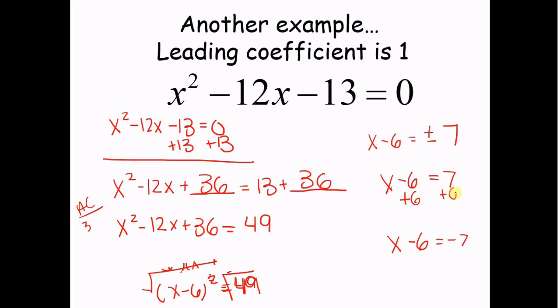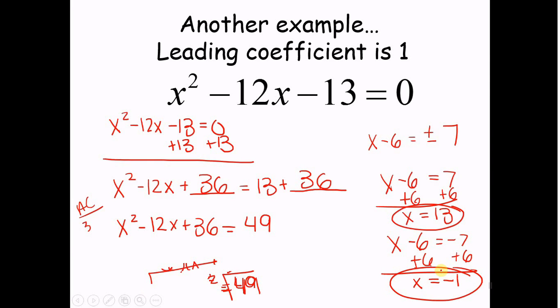So let's add 6. X equals 7 plus 6, that's 13. Or add 6. X equals negative 1. Those are my two answers for this particular problem.